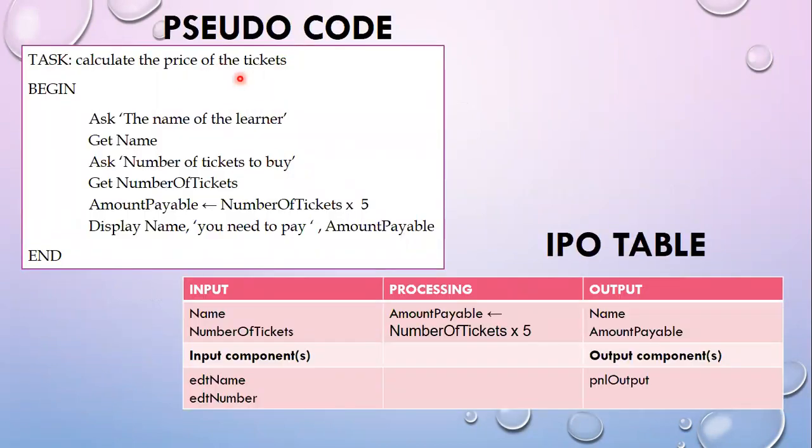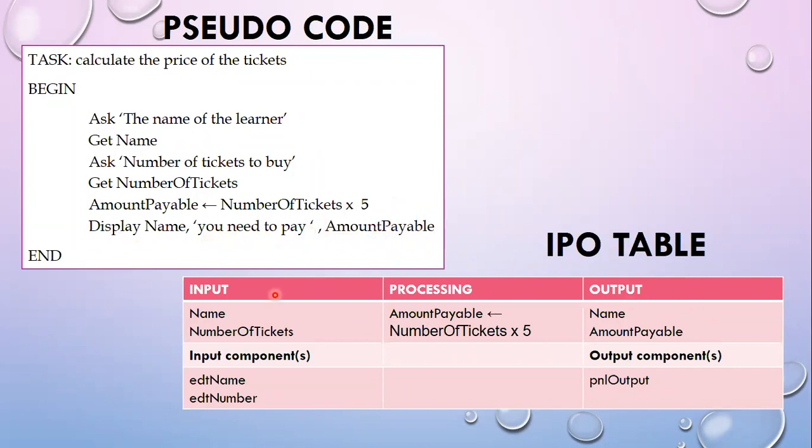Okay, so let's take a look. My task is to calculate the price of tickets. I'm going to ask the name of my learner. Then I'm going to get the name from the input. I'm going to ask the number of tickets to buy. I will get the number of tickets from my second input. I'm going to process and do a calculation, number of tickets times 5, and assign it to amount payable. And then I need to display something. So here I'm going to display a message: you need to pay, and the amount.